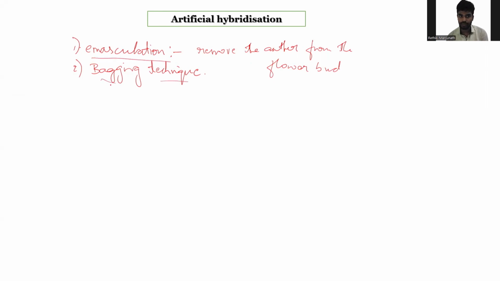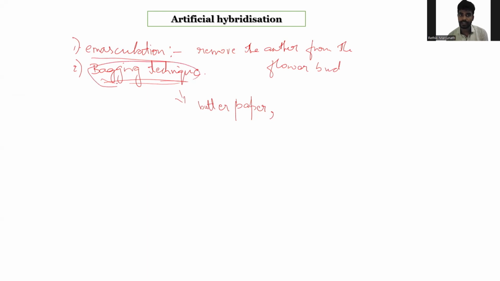Immediately you will be working on the bagging technique. Once the flower has been emasculated, it has to be covered by a bag of suitable size, which is generally made of butter paper, that is, smooth paper, so that it prevents contamination by any other, unnecessary or unwanted, pollen grains. So this is called the bagging technique.